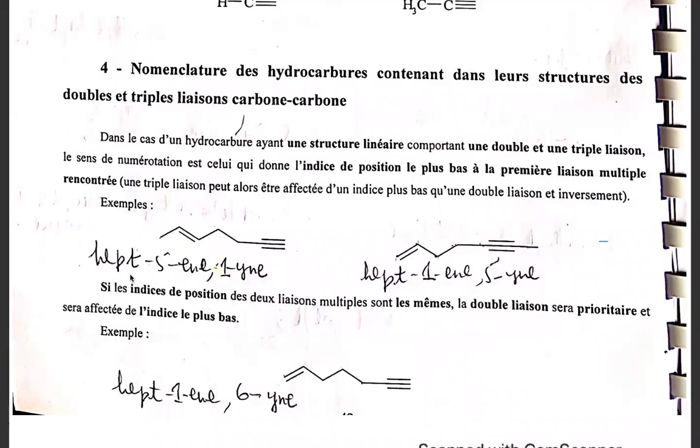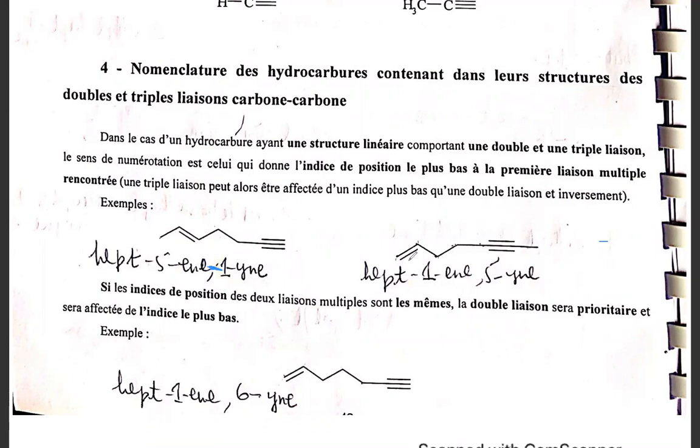So therefore, the name of the compound becomes hept-5-en-1-yne. Is it clear? You're supposed to put a dash here also. A dash like that. Is it clear for this one? Okay, so we go to the other example.